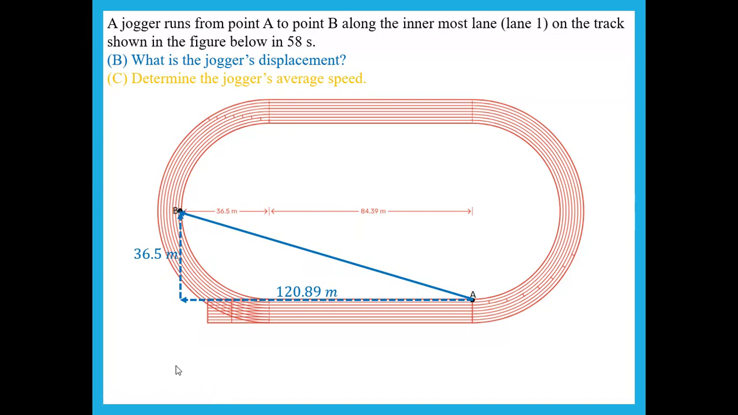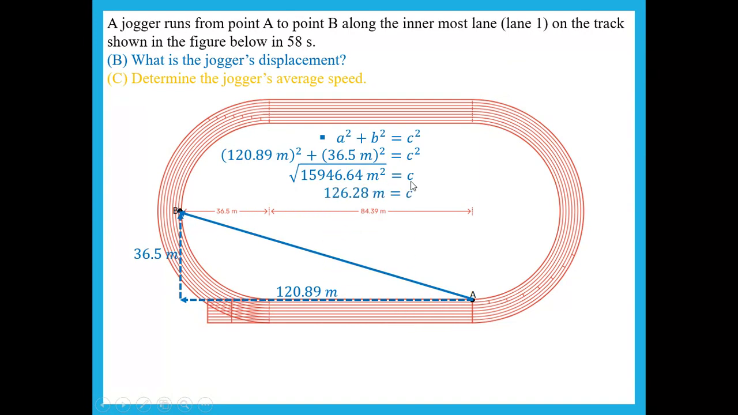Now that I have the 2 sides of this right triangle, I can just apply the Pythagorean theorem. A squared plus B squared is equal to C squared. It doesn't really matter which leg you call A and B. I'm just going to call my A 120.89 and my B 36.5. Make sure you square that properly, add it up, and then take the square root. Just to save work, I added all this up on my calculator and square rooted both sides to get C by itself.